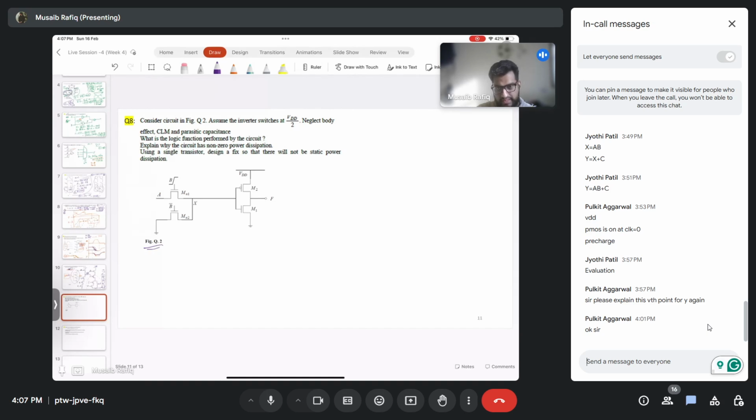And then using a single transistor, you have to fix that such that there will be no static power dissipation. So the question has three parts. First, tell me what is the logic implemented. Second, why is there a power dissipation in the circuit, and third, fix this power dissipation by adding just one transistor. So let's go step by step. Can you tell me what is the functionality of the circuit? What is F equal to?